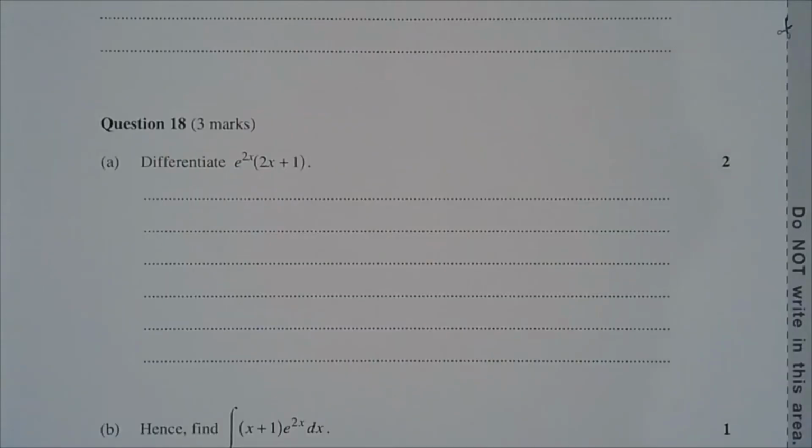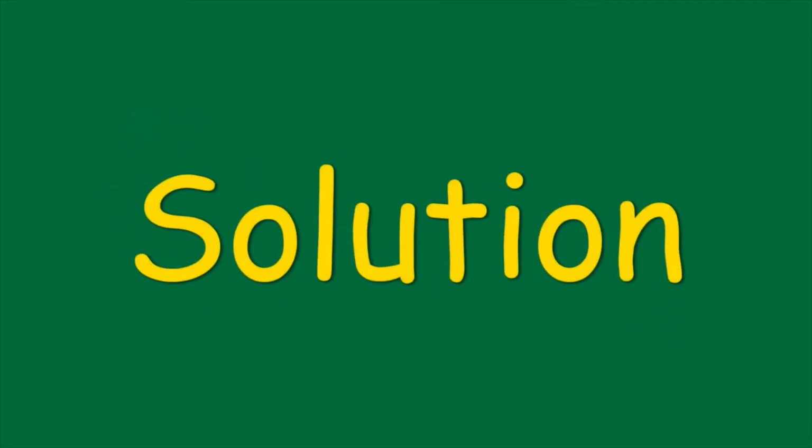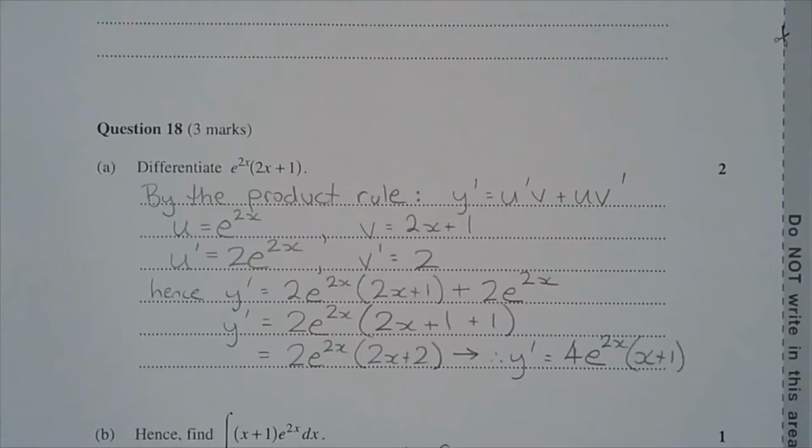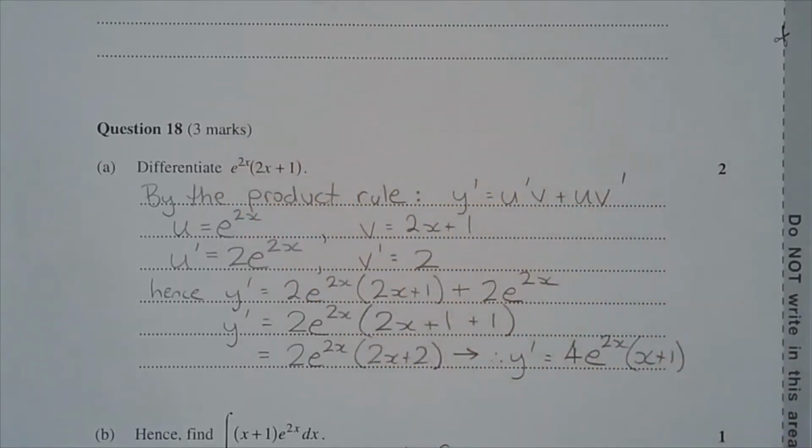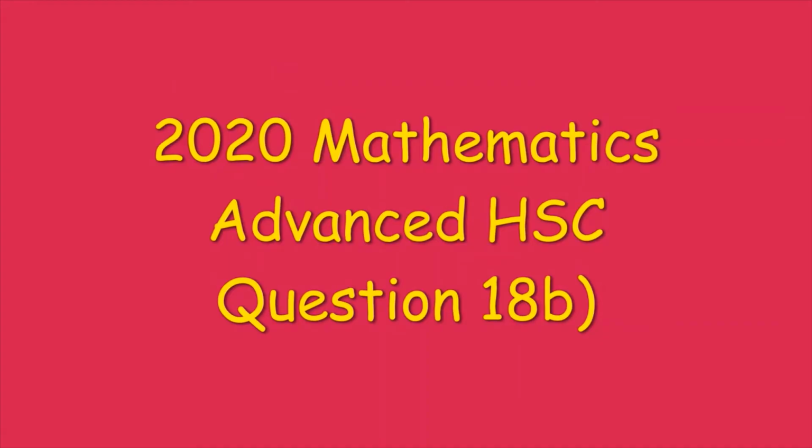Question 18, part A. Differentiate with respect to x, e to the power of 2x multiplied by (2x plus 1) in brackets. The expression to be differentiated is a product of two functions involving the variable. Part B. Hence, find the indefinite integral of (x plus 1) in brackets multiplied by e to the power of 2x dx.